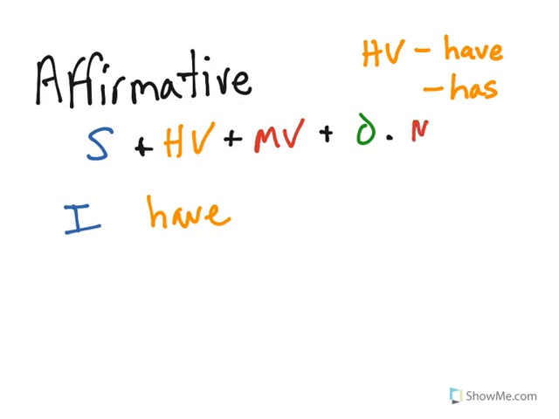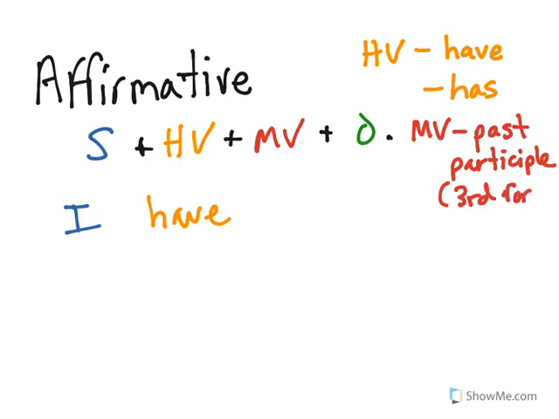For our main verb, the main verb is going to be what we call the past participle form of the verb, or sometimes grammar books will call this the third form of the verb. Now, depending on which verb it is, if it's a regular or an irregular verb, regular verbs, the past participle is the same as the past tense form. You just add ed. But irregular verbs have a different special third form.